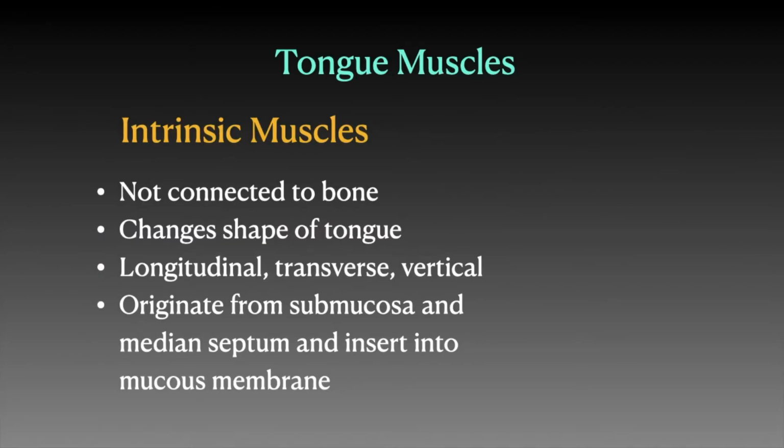The tongue has intrinsic and extrinsic muscles. Intrinsic muscles are not connected to bone. They change the shape of the tongue. There are longitudinal, transverse, and vertical muscle fibers. They originate from the submucosa and median septum and insert into the mucous membrane.